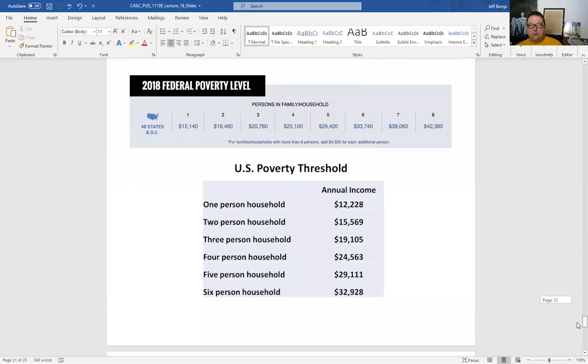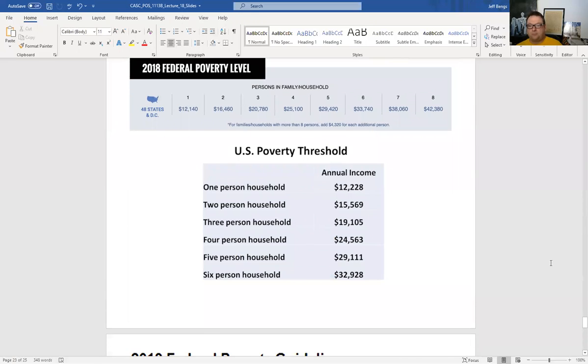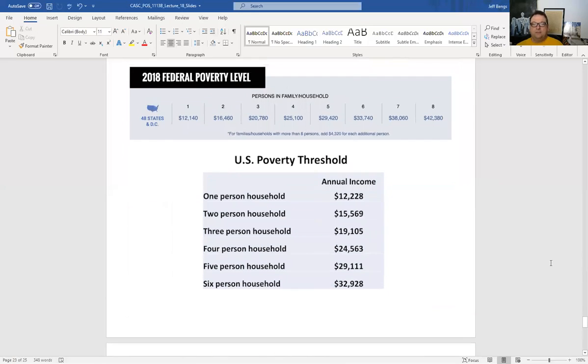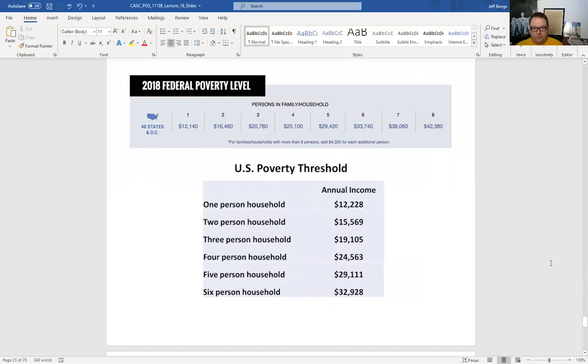I've kind of got these backwards, but that's okay. And I'll get them straightened out before I post them on the course homepage.